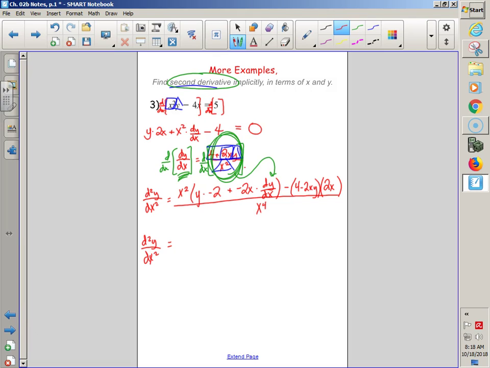Is there anything in common? I see an x in common. Would you guys rather pull out an x right now or just distribute everything? Okay. So if we just distribute, we get negative 2x squared y. I'm bringing that guy in.